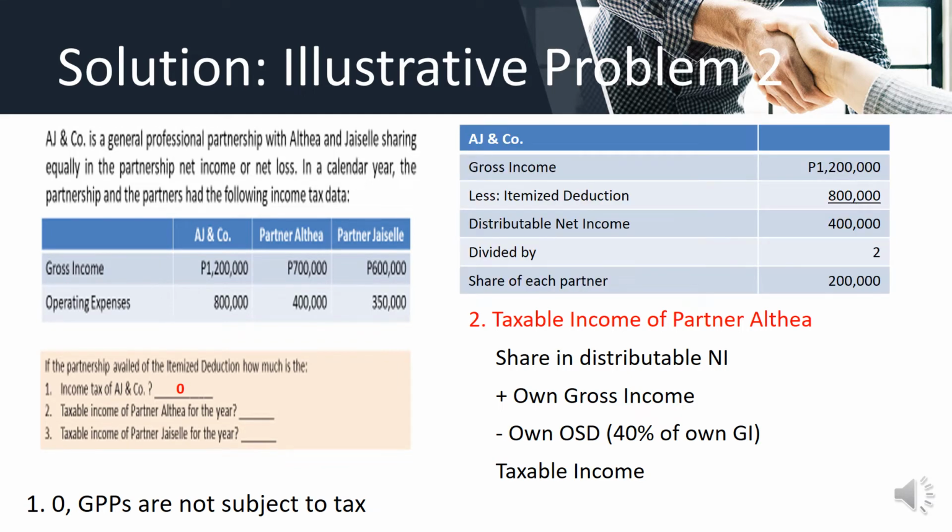So, take note that ngayon, ang pinili ng partnership ay itemized deduction. So, when we say itemized deduction, kung magkano yung nakalista ng operating expenses ng partnership, yun ang ide-deduct natin. So, unlike kanina na ang pinili ay OSD, ngayon, ang pinili ng partnership ay itemized deduction. Okay? So, gross income amounting to 1,200,000 minus the itemized deduction, which is indicated in the problem, operating expenses of 800,000. So therefore, the distributable net income of the partnership is 400,000. Yan yung available for distribution sa mga partners.